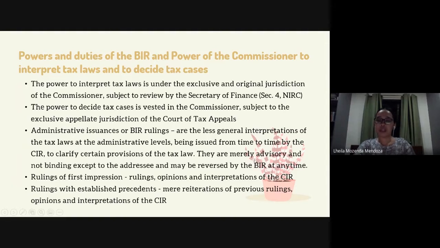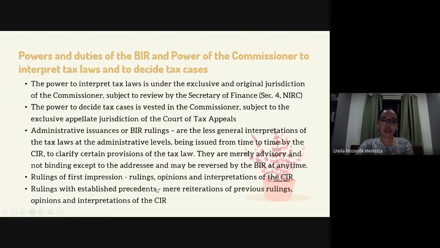So that's the difference between revenue regulations and administrative issuances. Okay? So just take note of the distinction. So the rulings may be considered as a ruling of first impression or rulings with established precedents.